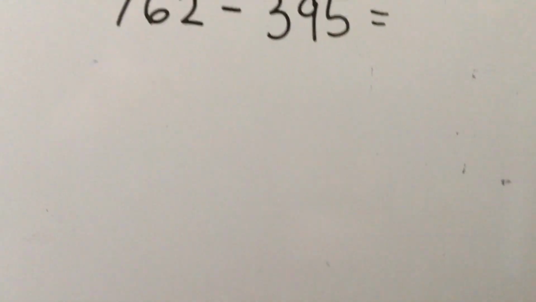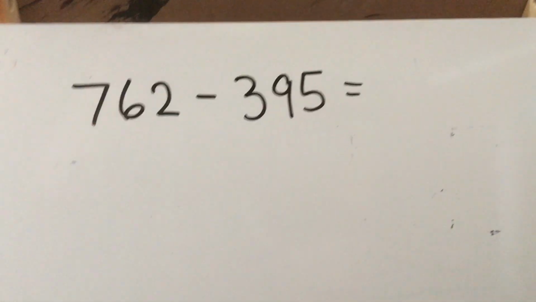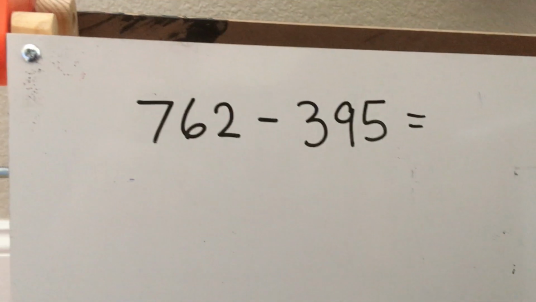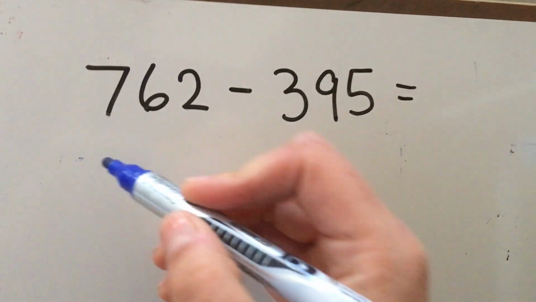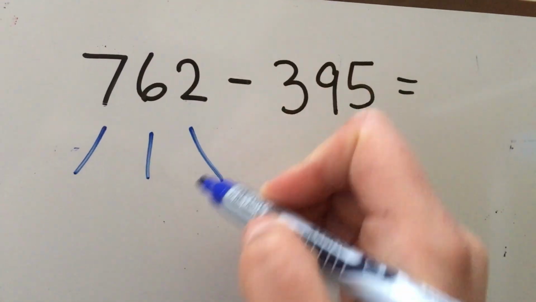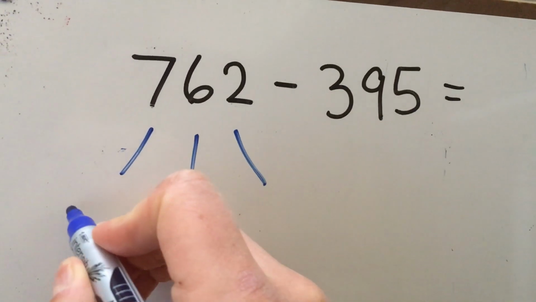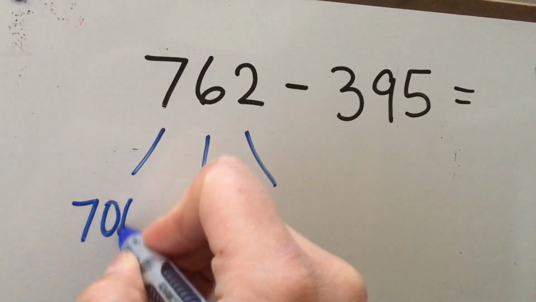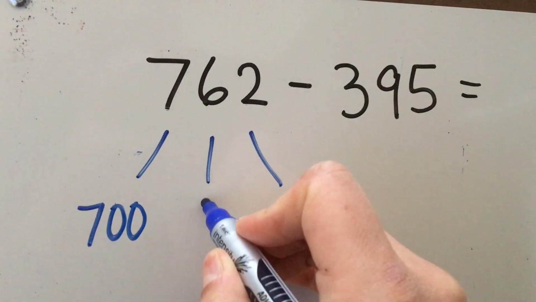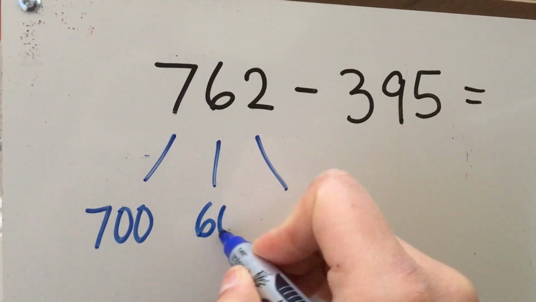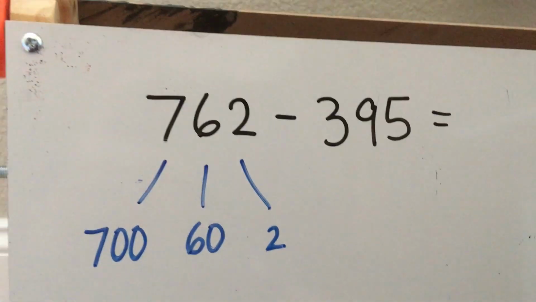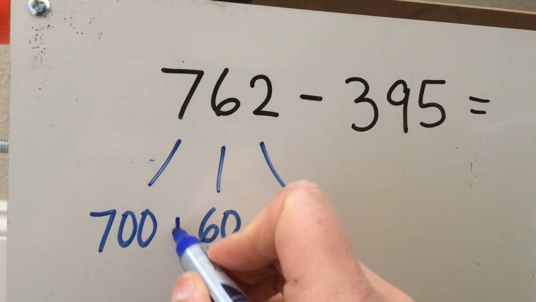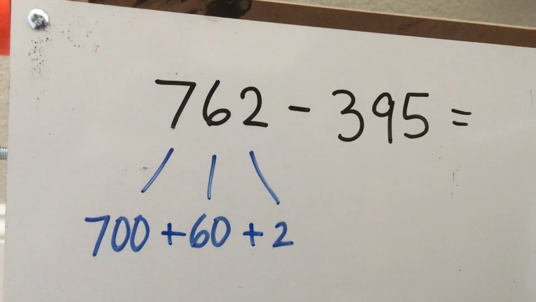For the first strategy, I'm going to choose to rewrite it in a horizontal way. I'm going to deconstruct the number 762. 762 is 7 hundreds. The 6 in the tens place means 60, and the 2 in the ones place is 2. So 700 plus 60 plus 2.